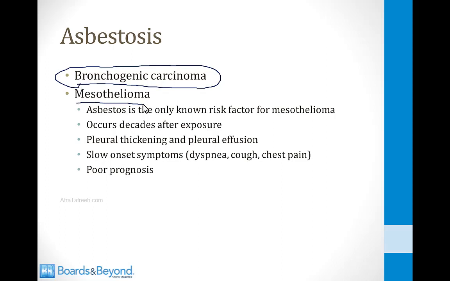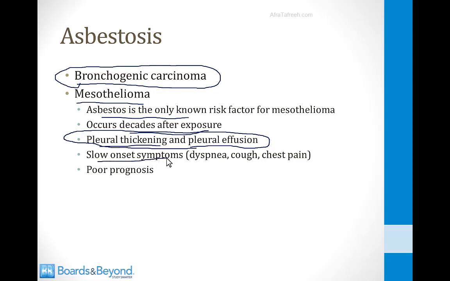Now, mesothelioma is a special cancer, and asbestos is the only known risk factor for this malignancy. This happens decades after exposure, so it's going to be someone who worked in shipbuilding, for example, many decades ago. On x-ray, they have thickening of their pleura and often a pleural effusion. If you see a pleural effusion in a patient who was an asbestos worker many decades ago, a mesothelioma is one of the first things you should think about. The symptoms come on slowly. Usually they have dyspnea, cough, and chest pain over time. The chest pain is because the pleura is involved, and that gets stretched when the lungs inhale. And this has a very poor prognosis. It's very difficult to treat.